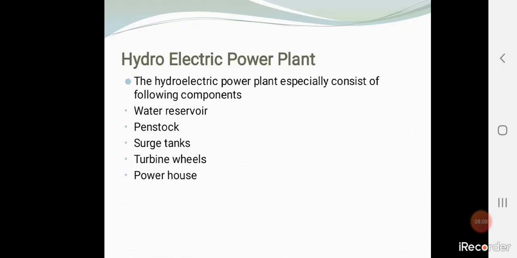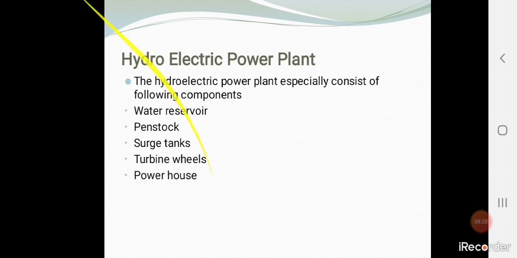Now, the hydroelectric power plant. This plant especially consists of the following components. What are they? Water reservoir, penstock, surge tanks, turbine wheels and powerhouse. These are the basic components of a hydroelectric power plant.